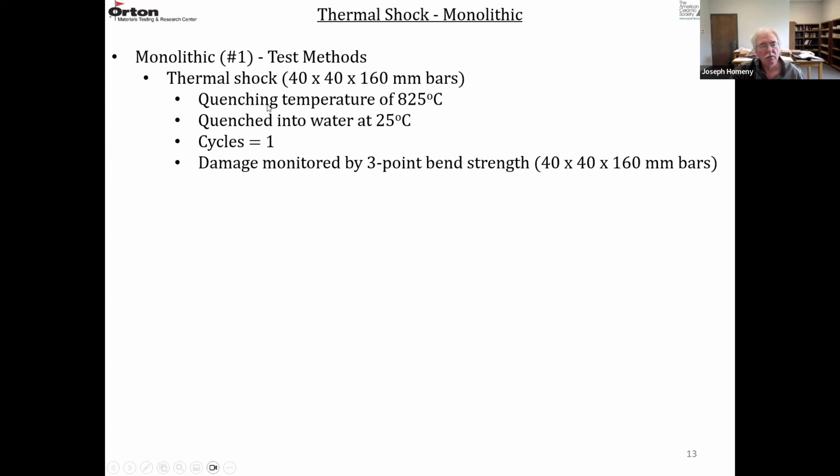And then they're showing the sizes for the different notches. And then the thermal shock was done on the 40 by 40 by 160 millimeter bars. The material was held at 825 degrees C and quenched into water at 25 degrees C, one quenching cycle. And then they looked at damage that occurred during this one quenching cycle with the 3-point bending again.